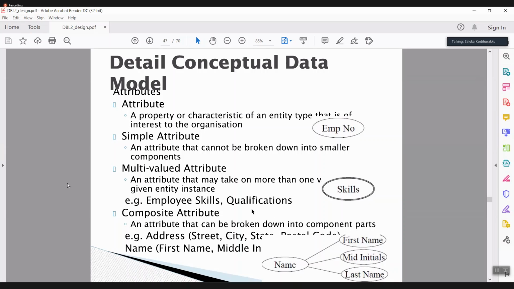Otherwise, even though a particular attribute seems to be multi-valued or composite, we don't always need to model it as multi-value or composite. The modeler or database designer has to decide based on the functional requirements whether that attribute is to be modeled as multi-value or composite.